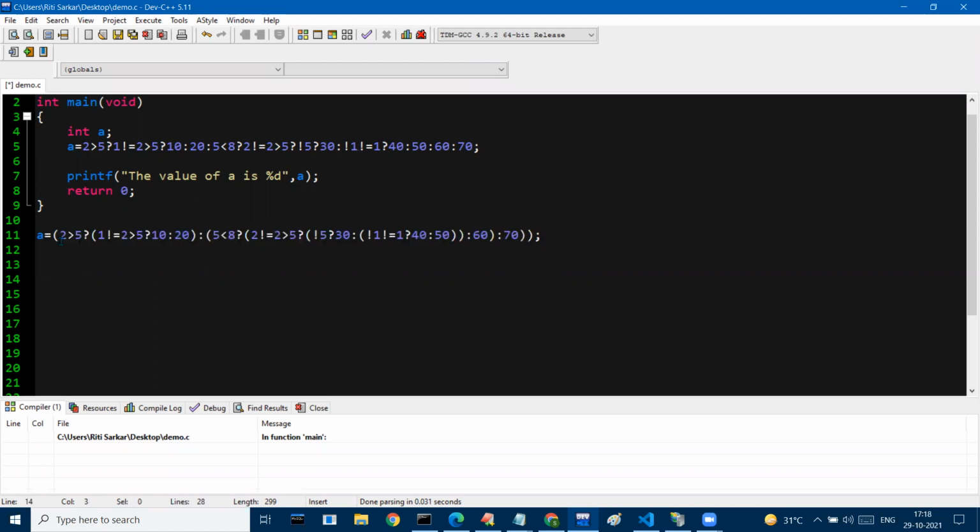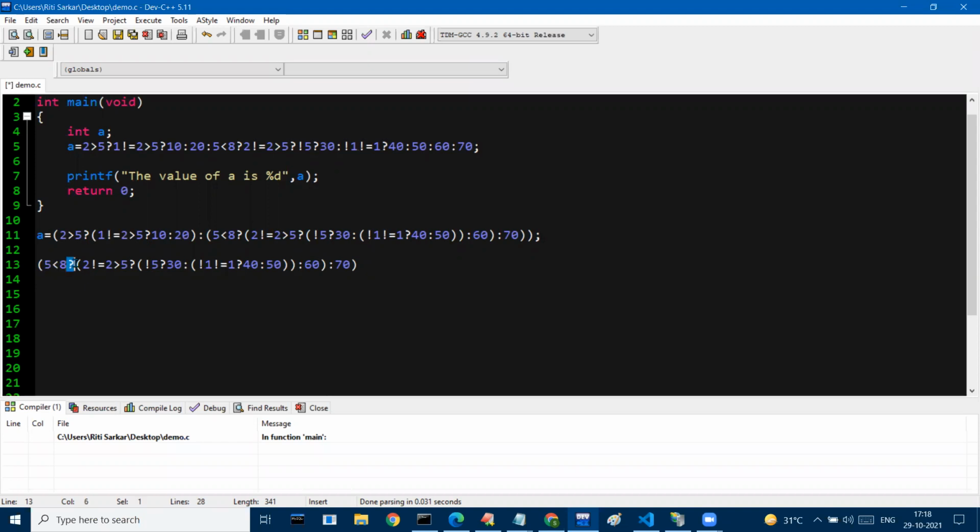Let's start evaluation. 2 greater than 5. What is the answer? False. If the answer is false for the conditional operator, expression 3 is the answer. So for this conditional operator, this is expression 2 and this is expression 3. Expression 3 is the answer. So now my focus will be here because I have to evaluate this part to get the result. Here, 5 less than 8. Is the answer true? Yes, the answer is true.